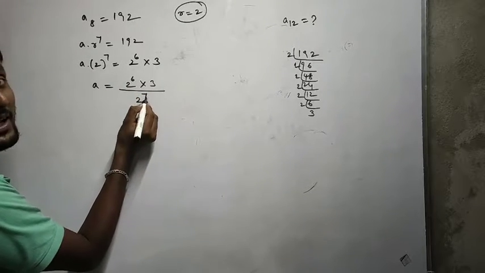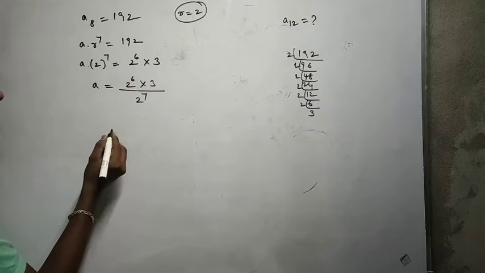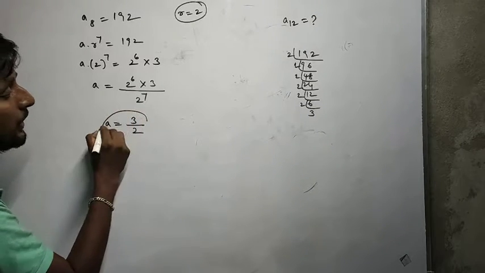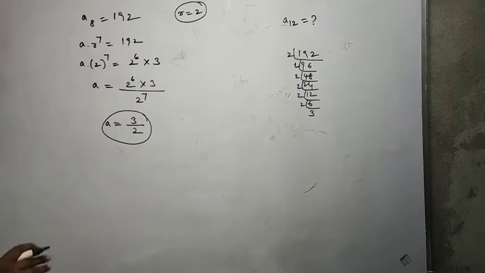Overall 2 seven times. From that, 6 times get cancelled. So simply I'll write in the numerator place 3 and in the denominator place 2. We got it? A value also.